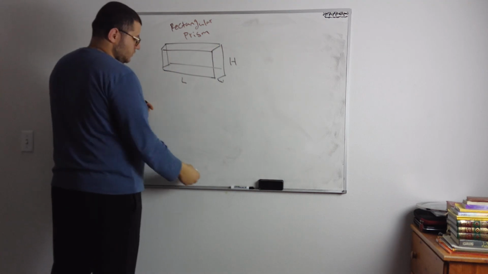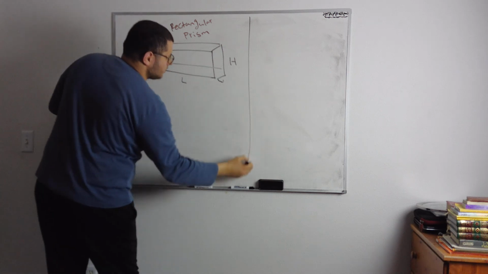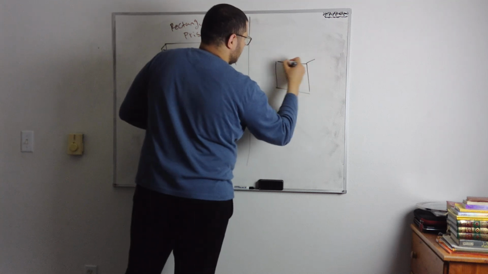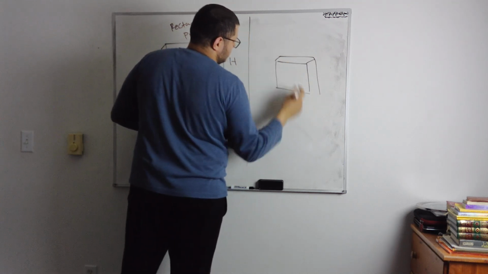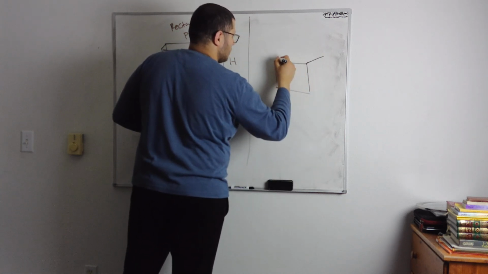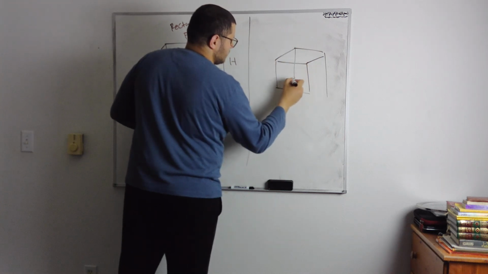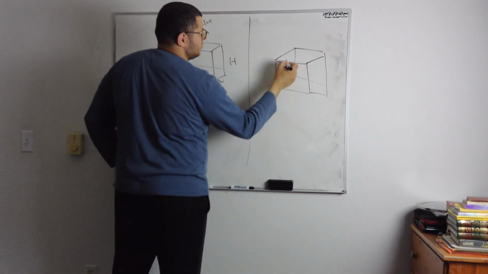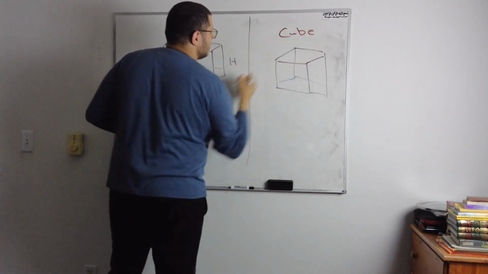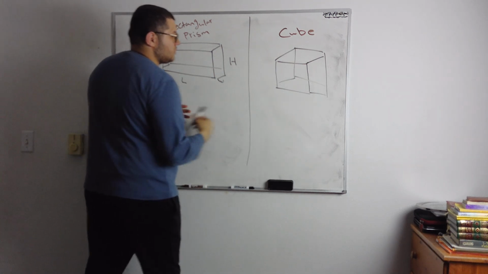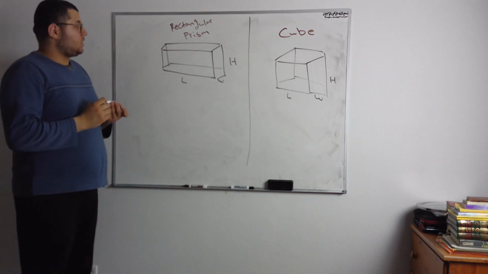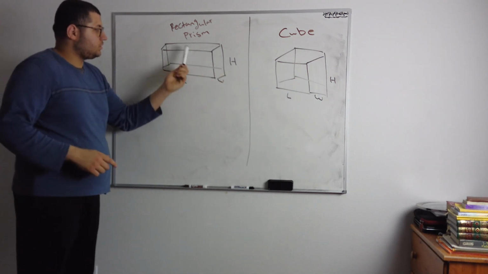Here on the right, let's put a line here. Here we have another shape. It's called a cube. Here's a cube. This is a cube. It's also 3-dimensional, meaning it has a length, a width, and a height. So, rectangular prism, cube.